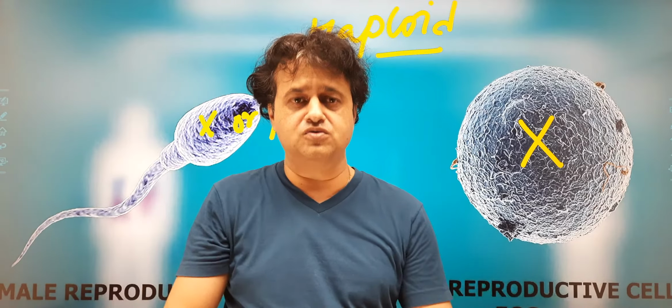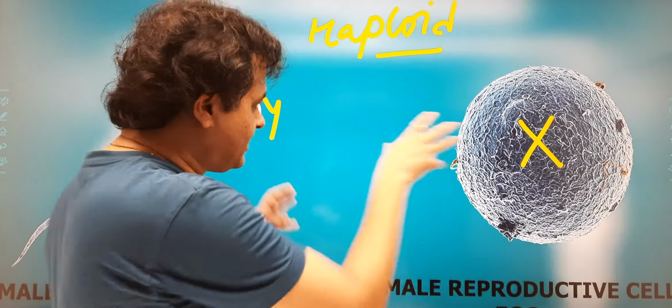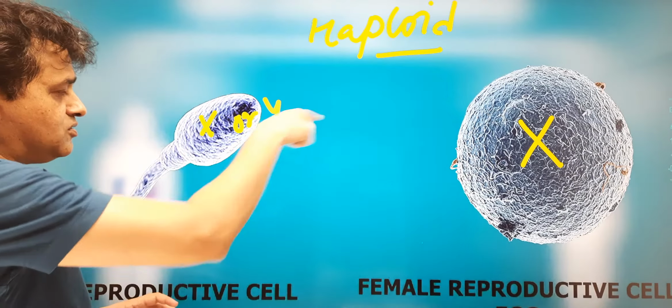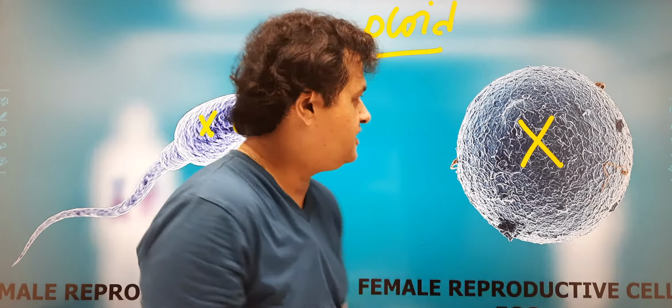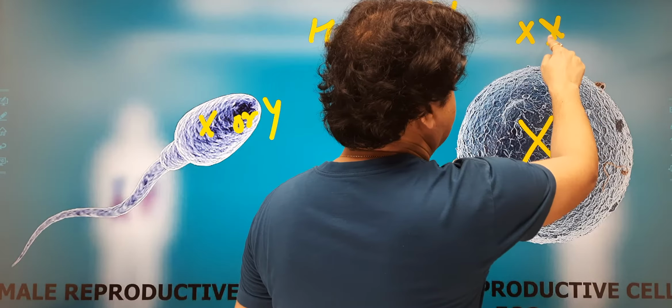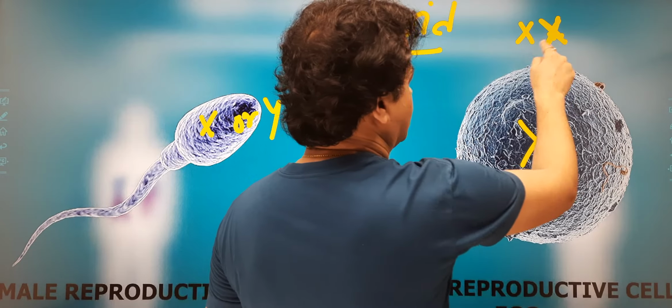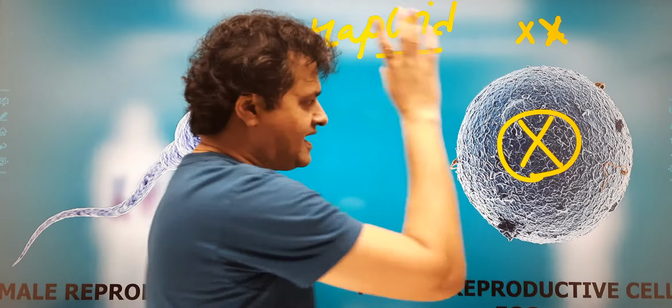So out of the two pairs of chromosomes in every somatic cell, in this reproductive cell, only one chromosome can go. So ovum, since in female there was a combination of X and X, at the time of gametogenesis, out of these two only one can go, but both are X, so only X can go.